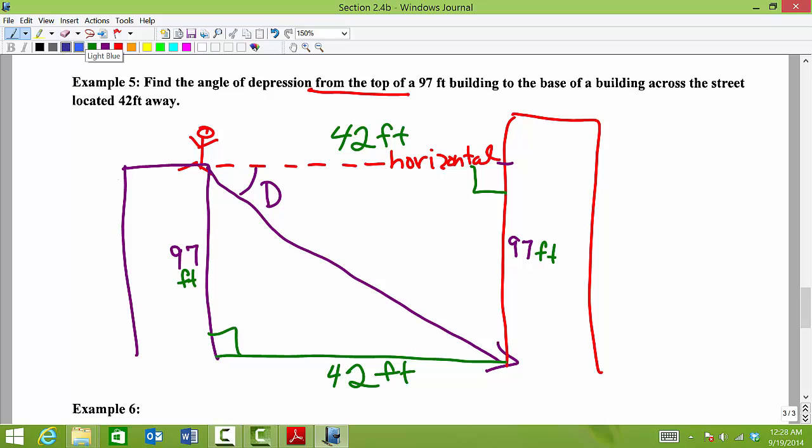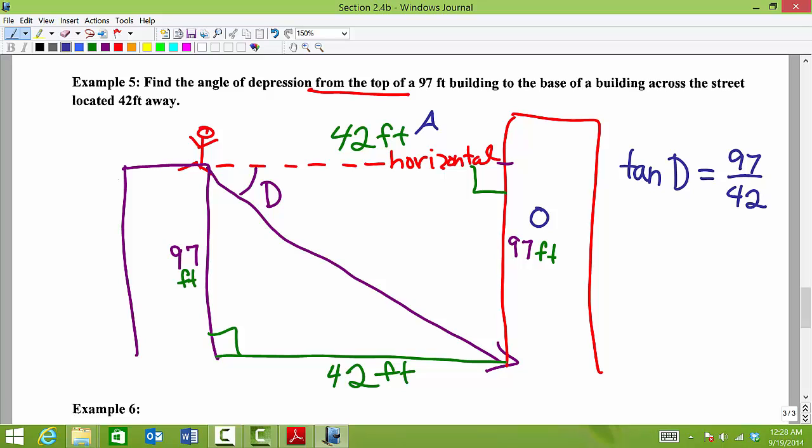So we want to solve for D, and we know two sides of this right triangle. I know the opposite side and I know the adjacent side. So once again, it looks like we're setting up tangent. Tangent of angle D is equal to 97 divided by 42. So the opposite divided by the adjacent.